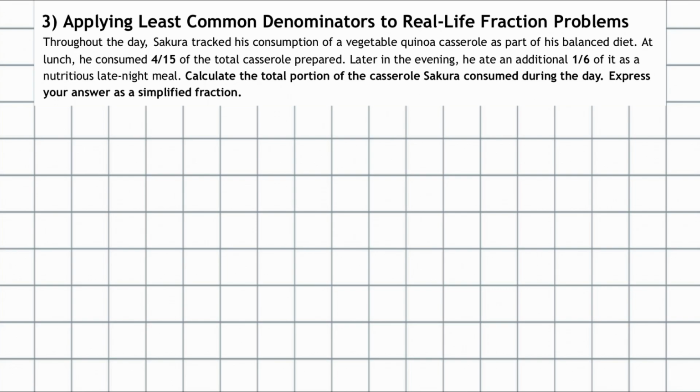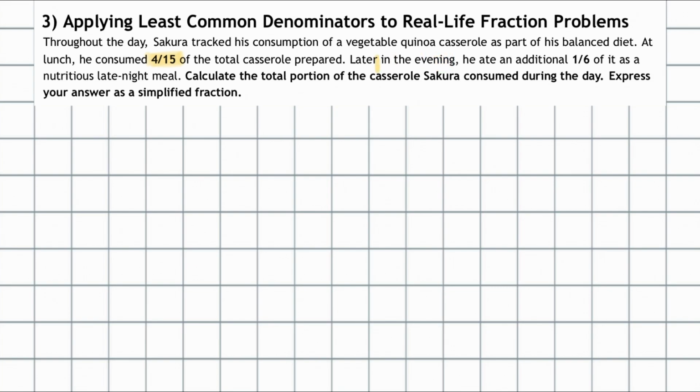Throughout the day, Shakura tracked his consumption of a vegetable quinoa casserole. I don't think that's healthy, but it's okay, as part of his balanced diet. At lunch, he consumed this amount. So we're going to be underlining or circling the important information. So at lunch, he consumed 4 out of 15 of his total casserole prepared.